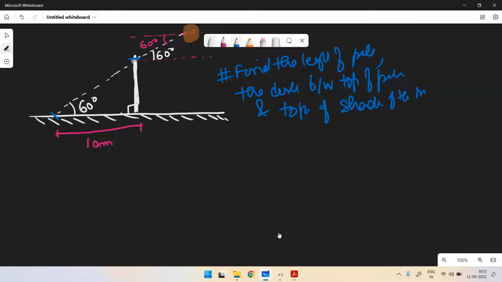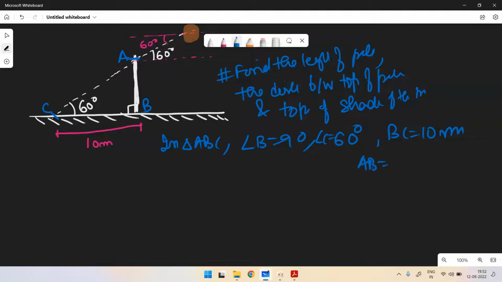Since these two are parallel, this will also be 60 degrees. Now I will be renaming this as A, this as B, this as C. So in triangle ABC, angle B is 90 degrees, angle C is 60 degrees, and BC is given to be 10 meters. That is, the length of the shadow is already given. Now you need to find the height of the pole, AB, and AC.